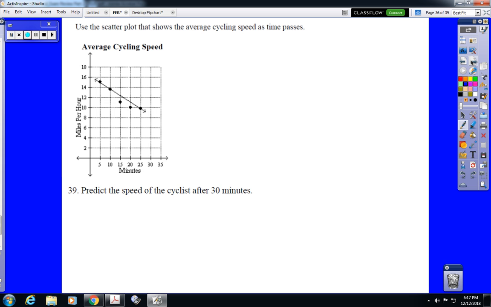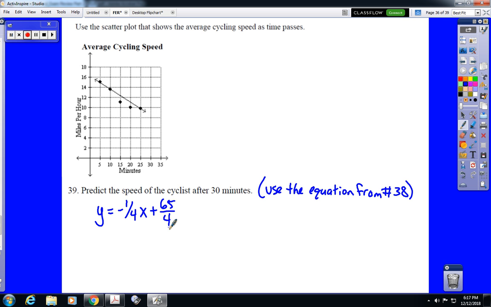Number 39 wants you to predict the speed of the cyclist after 30 minutes. So this is going to use your answer from number 38, which was y equals negative 1/4 x plus 65/4. And we are going to plug in x equals 30. So y equals negative 1/4 times 30 plus 65/4, and then we feed the calculator.